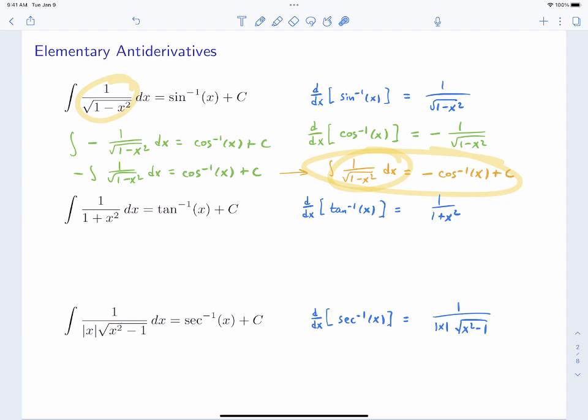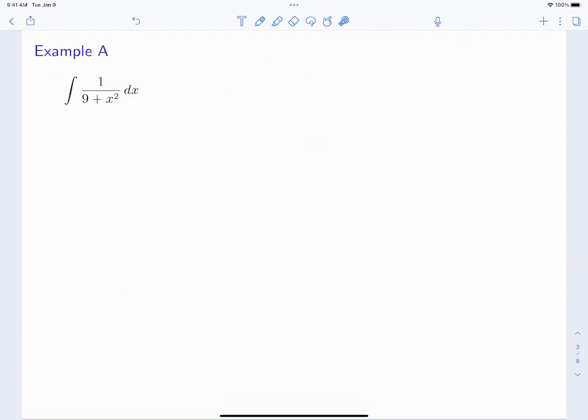What we want to do now is look at some examples. So let's go on to our first example, example A. This is the integral of 1 over 9 plus x squared dx. If you think back to the antiderivative rules that we just learned, the one that this looks most like is the one that results in an inverse tangent.